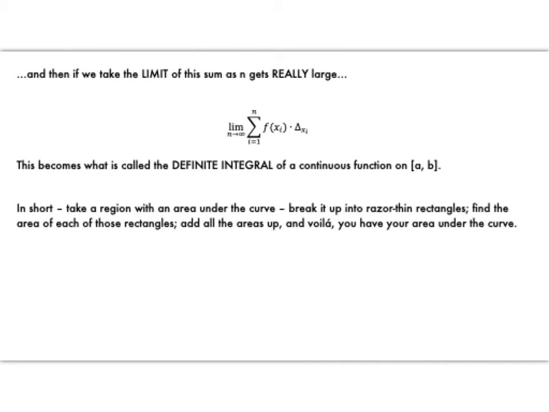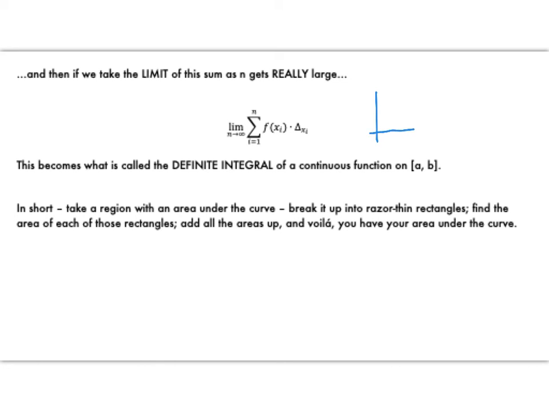So what I want to do is take the limit of this sum as n gets really, really, really large. Okay, now here's the catch. n is the number of rectangles, and I want that to get as big as possible. So I want this number right here to be as big as humanly possible. Now remember what a limit is. A limit is as we approach a certain value for our variable, what is the value approaching for our function itself? So here's what the deal is.